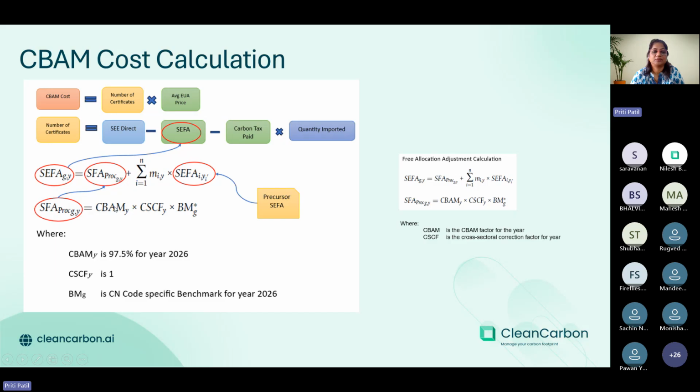So bigger the number, better the advantage of reallocation. But this number is getting reduced every year. So for this year, it is 97.5%. CSCF, cross sectoral CBAM factor, is the factor which is variable. EU Commission calculates it based upon the total imports.